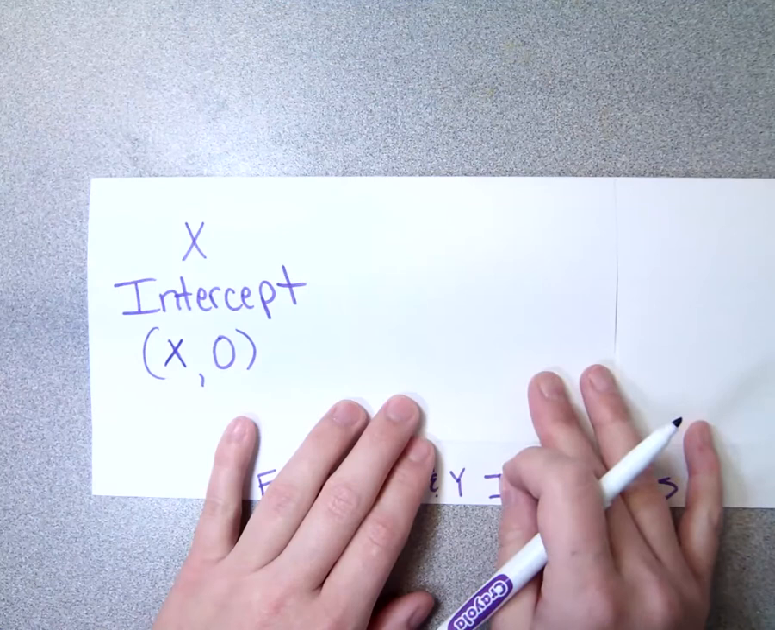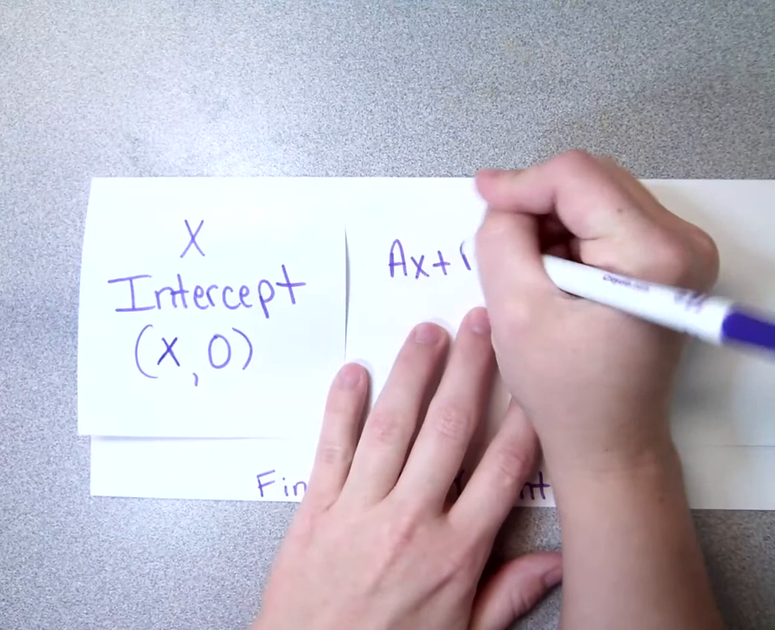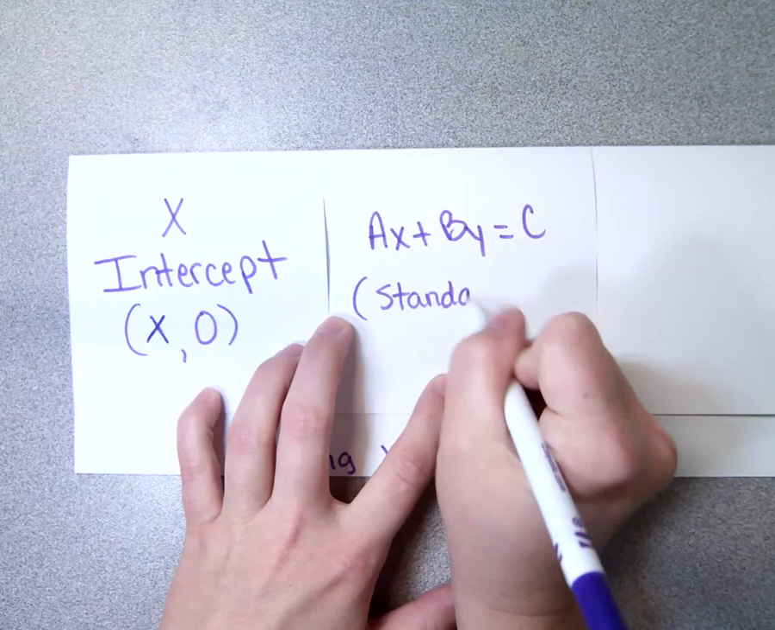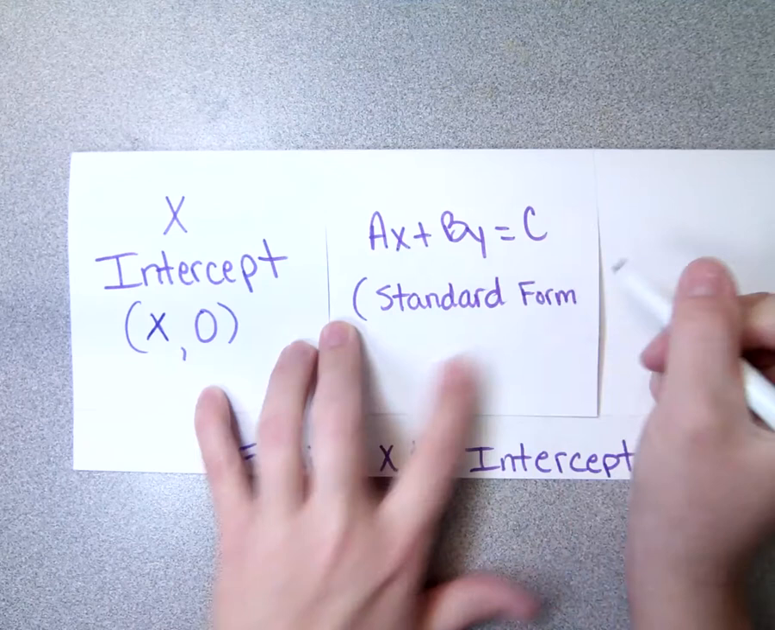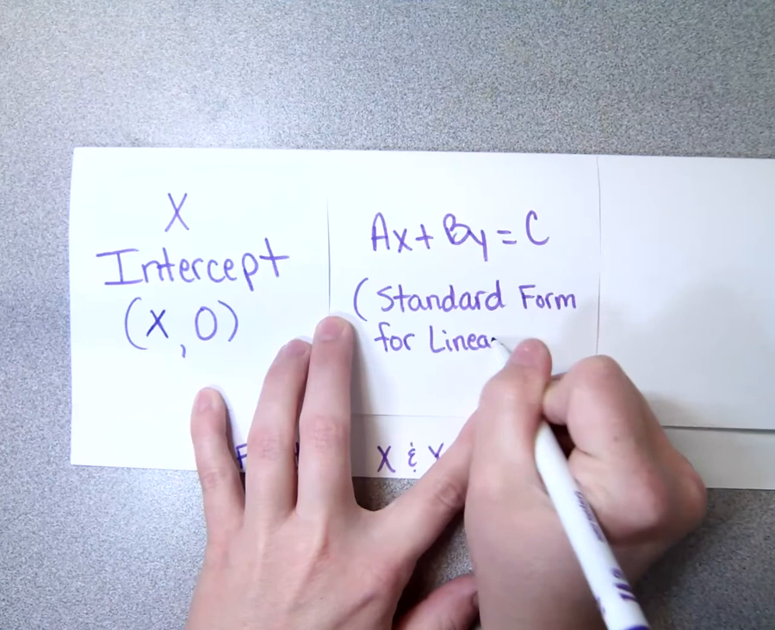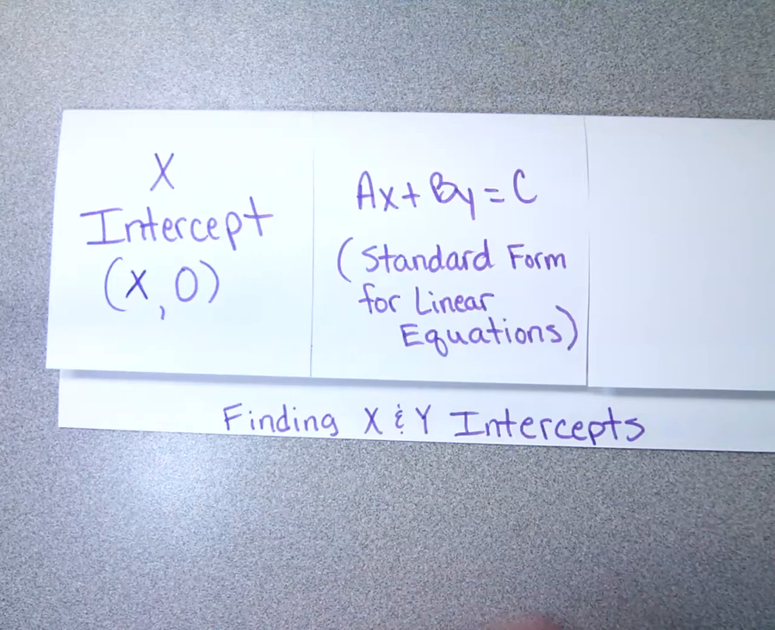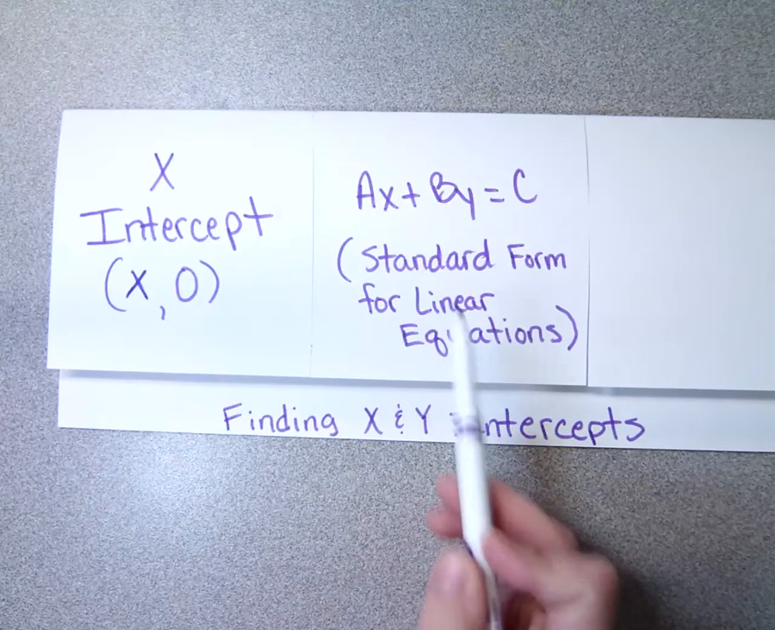Okay. In the middle, let's write down AX plus BY equals C. And we really haven't talked about this, but this is called standard form for linear equations. Standard form for linear equations. What does linear mean again? That's right, they're going to graph a line.